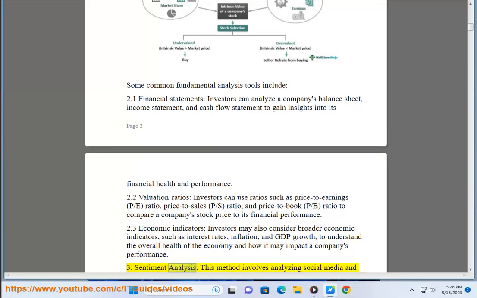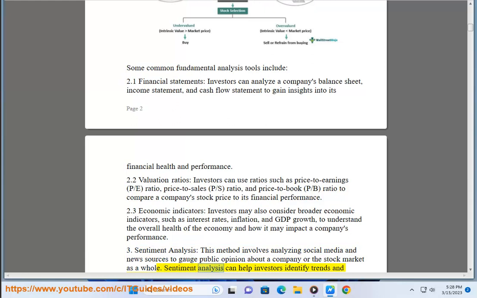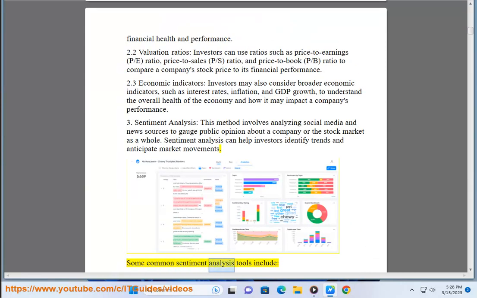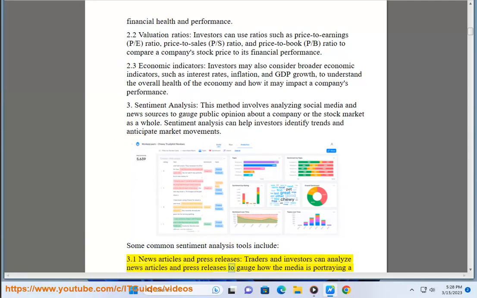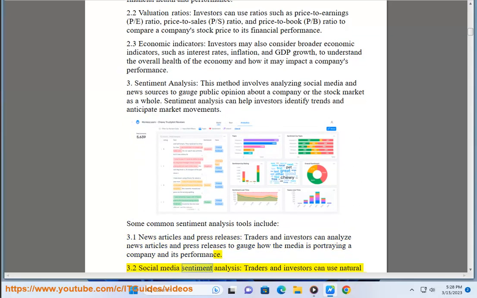3. Sentiment analysis. This method involves analyzing social media and news sources to gauge public opinion about a company or the stock market as a whole. Sentiment analysis can help investors identify trends and anticipate market movements. Some common sentiment analysis tools include 3.1 News articles and press releases. Traders and investors can analyze news articles and press releases to gauge how the media is portraying a company and its performance.